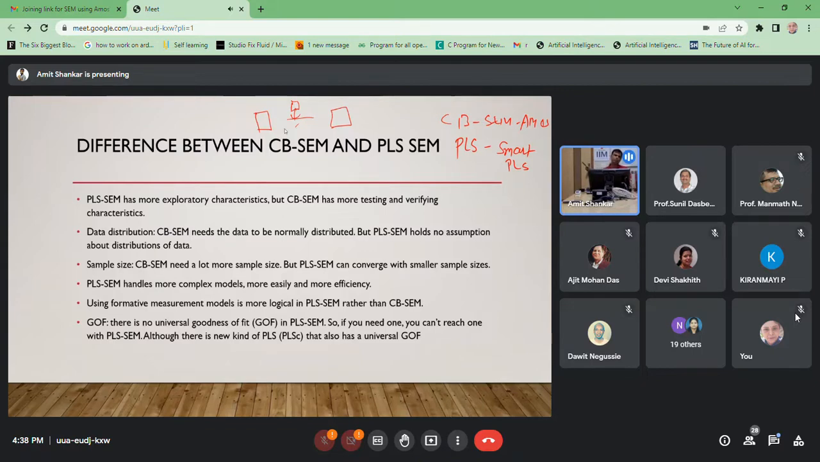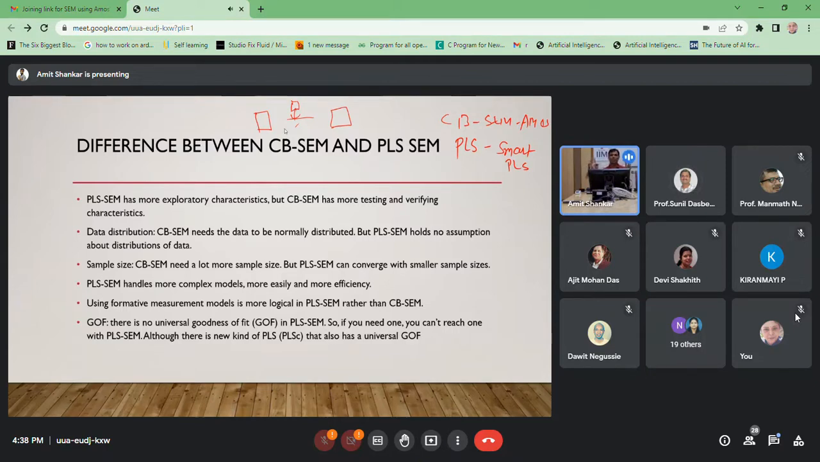If you ask Hair et al., they will say that PLS is very good. When you ask Gaskin, they will say no, CB-SEM is very good. It's about what my expertise is. If I'm an expert in CB-SEM, I will say CB-SEM. If you are in PLS-SEM, you will say PLS-SEM.